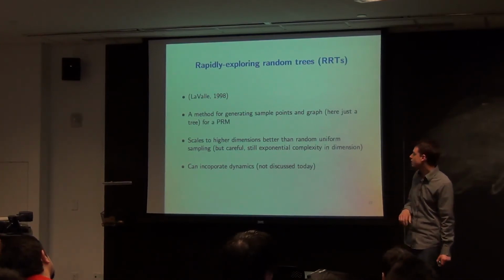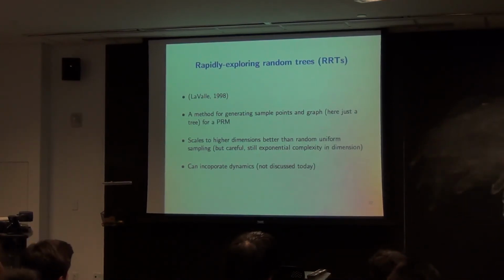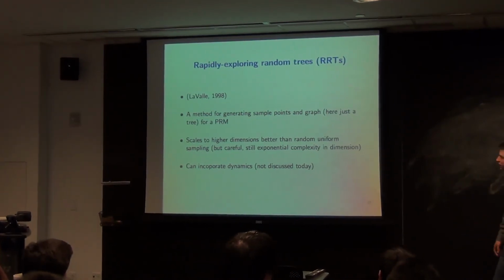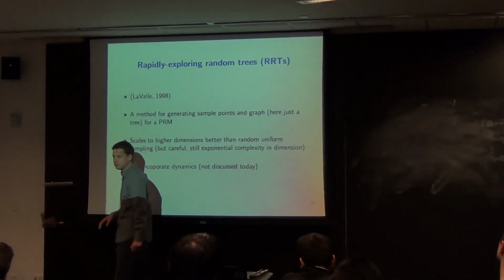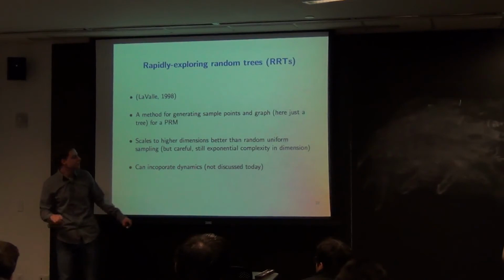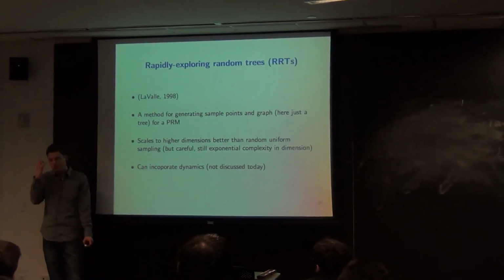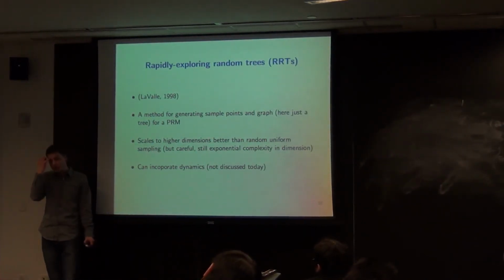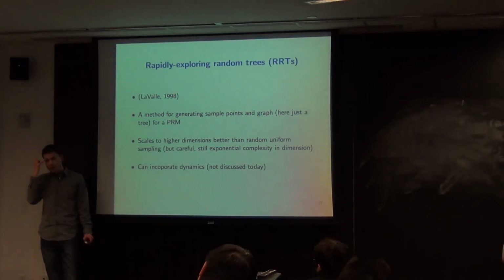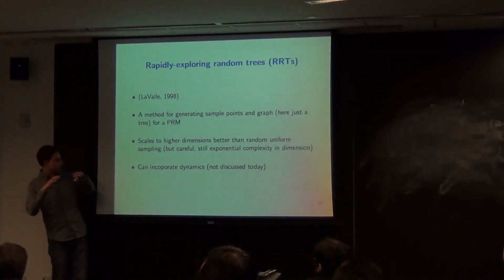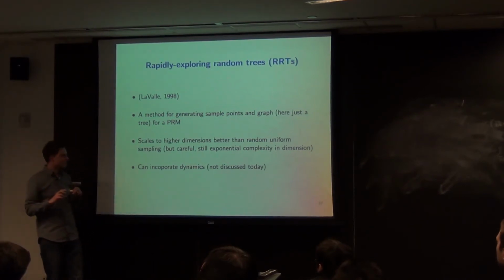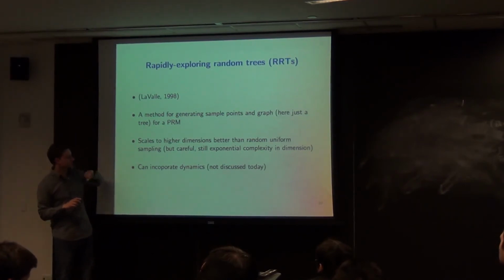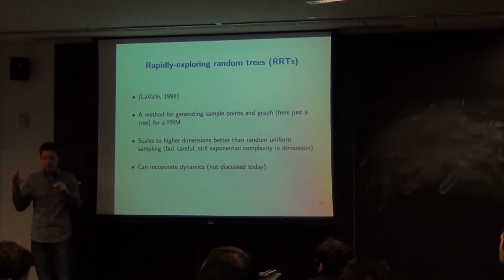Who here has seen RRTs before? OK, great. So why would you use this? Well, practically, it scales slightly better to higher dimensions than random uniform sampling. The sampling that you get from an RRT tends to sample nicely, basically it gets sample points that are far from each other.